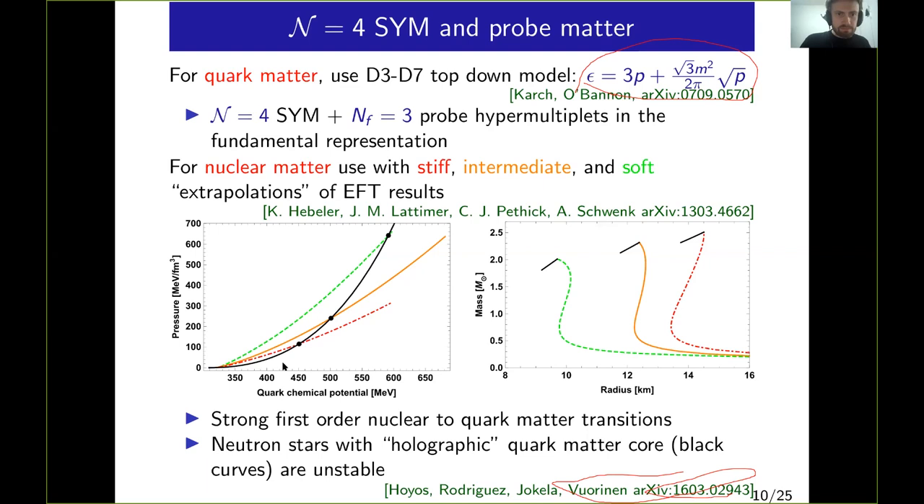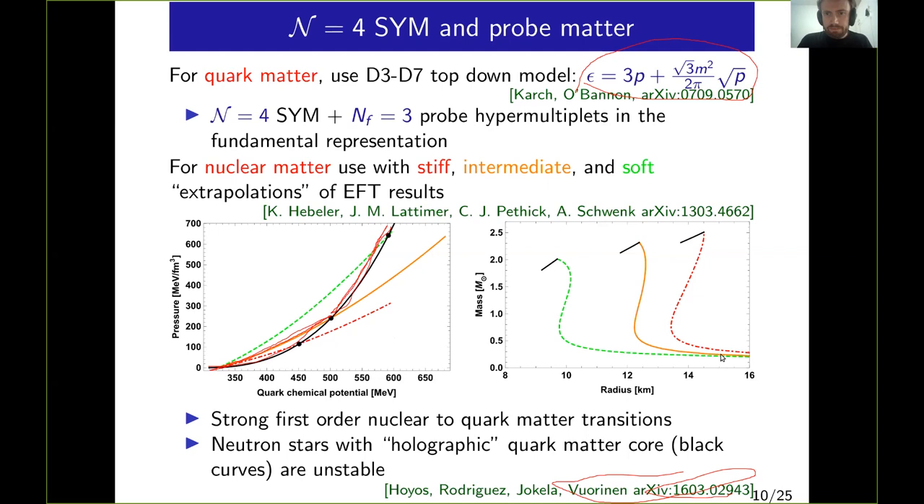And here on the left-hand plot, I'm showing the result for the equation of state. The black curve is the result from the holographic model, and these colorful curves are the equations of state from the three different nuclear matter models. What you do is that at some point the curves intersect and you interpret this as the point of the phase transition. So at low densities, you use the nuclear matter model, and then at high densities, you use the equation of state from the holographic model. And if you just plug this into the TOV equations, you get mass-radius curves like what you see in the right-hand plot.